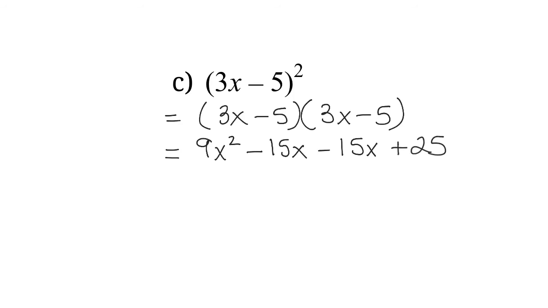If we check for like terms, we have like terms in the middle. So I'm going to put those together, and that's going to give me a final answer of 9x squared minus 30x plus 25. So remember that if you see a bracket with an exponent of 2, the 2 just implies that you're going to take the bracket and write it out twice and then perform the FOIL method.